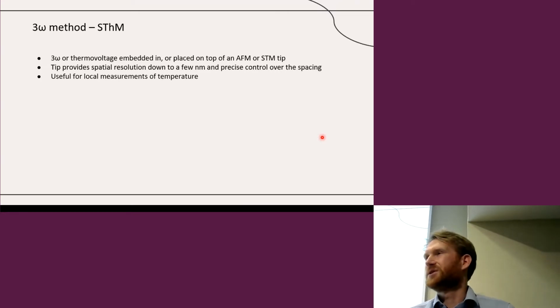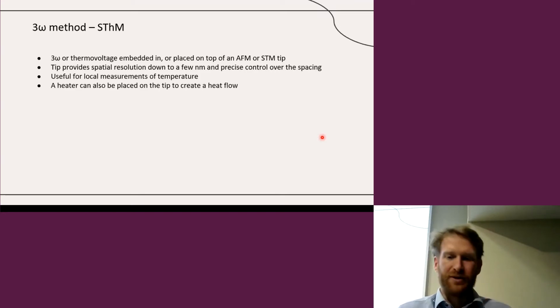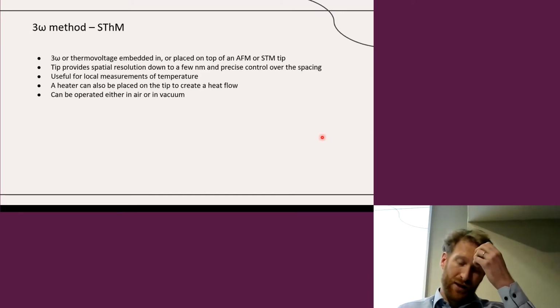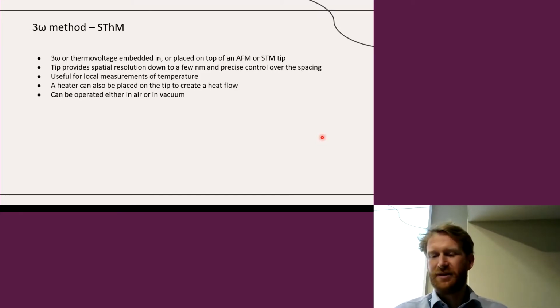So for example, in the previous talk, we saw these arrays, and you really want to make sure that your heat is going through the nanowire and not through the structure around it. Then you can use a scanning thermal microscopy tip to really make sure that the heat is going where you want it to go. So you can use this in two ways. You can either put a heater on the tip and use it to create a heat flow from the tip into your system, or you can use it in thermometry. And it can be operated either in air or in vacuum.